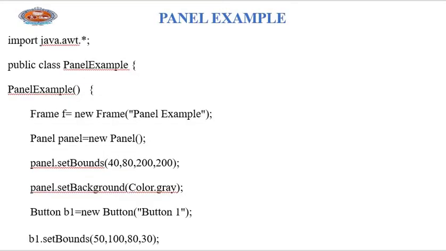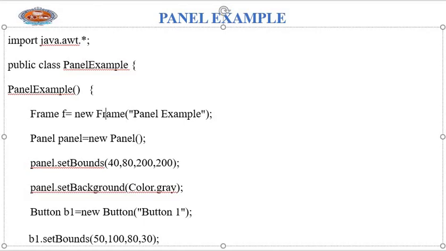Next, example program for panel. Import the AWT package, and the class name is PanelExample. Open the class and the method. Frame f = new Frame("PanelExample"). Panel panel = new Panel(); here we create the object for the Panel class. panel.setBounds with size 40, 80, 200, 200. panel.setBackground(Color.gray).